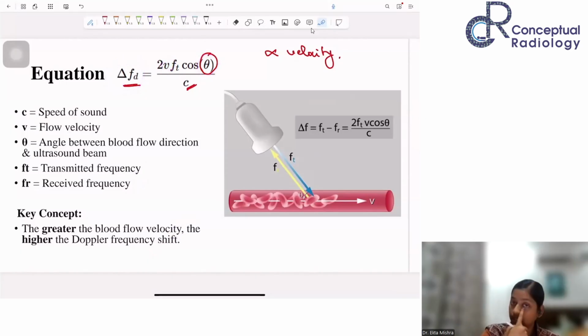Now, when you are doing this scan, frequency shift, you will know the frequency that your machine is transmitting and the frequency that the probe is receiving. So you know the Doppler shift, right? The angle of the Doppler is something which is being set, so this is also known. C is also known, right? The only parameter which is not known is velocity, and hence it can be calculated. So this variable gets calculated.